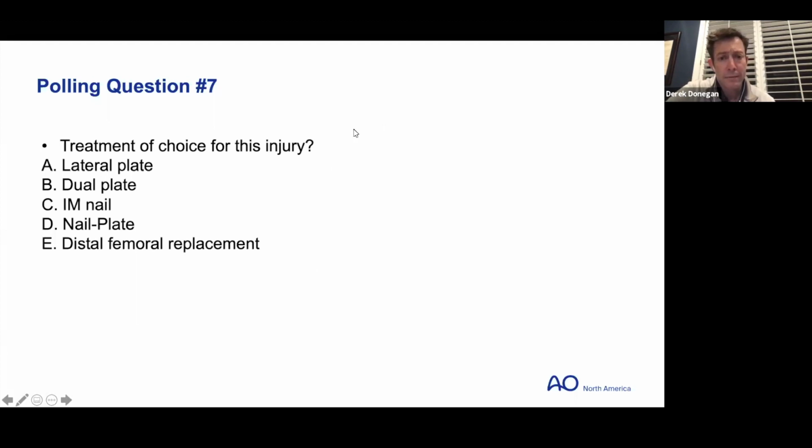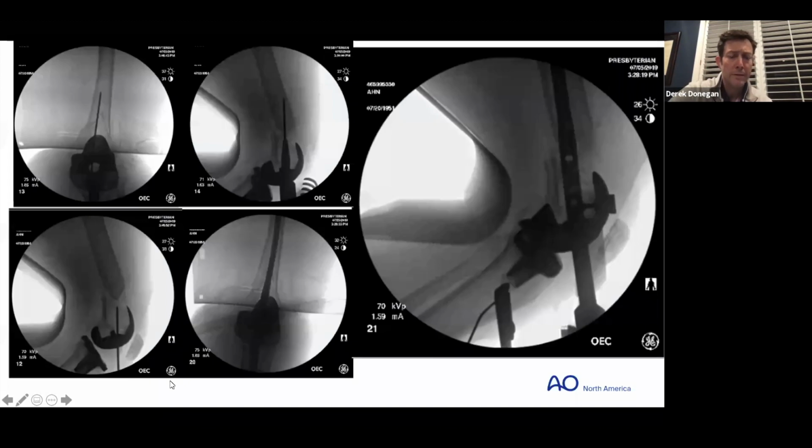So lateral plate 70%, dual plate 30%, IM nail, nail plate 30%, 9% distal femoral replacement. So this is how this lady was managed. She was treated with an intramedullary nail. You can see this kind of deformity translation on the lateral here, and this flouro shot with the nail going up. Matt, when you see that, what do you do?